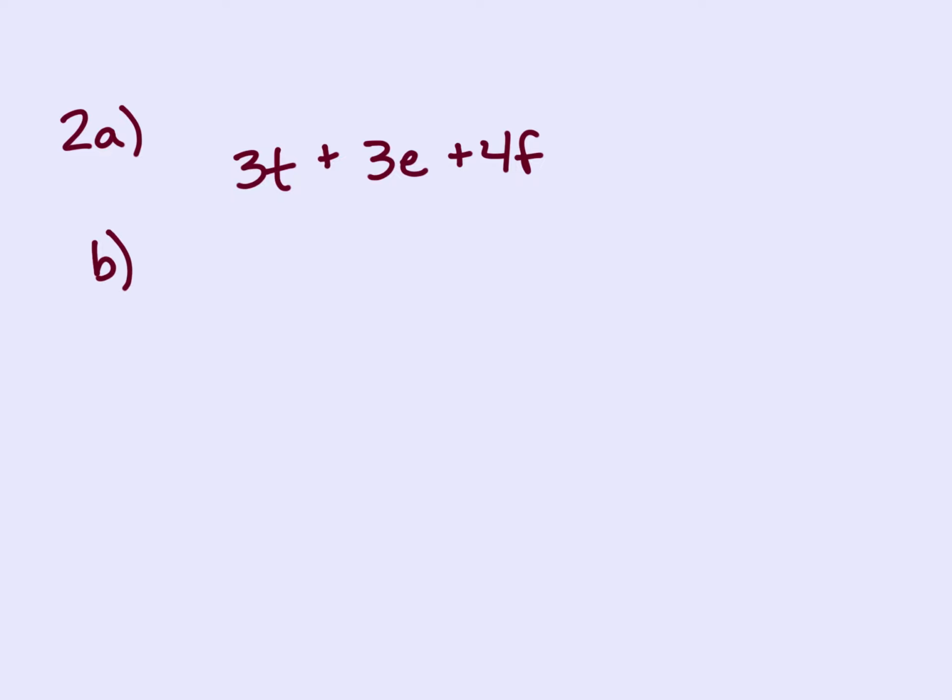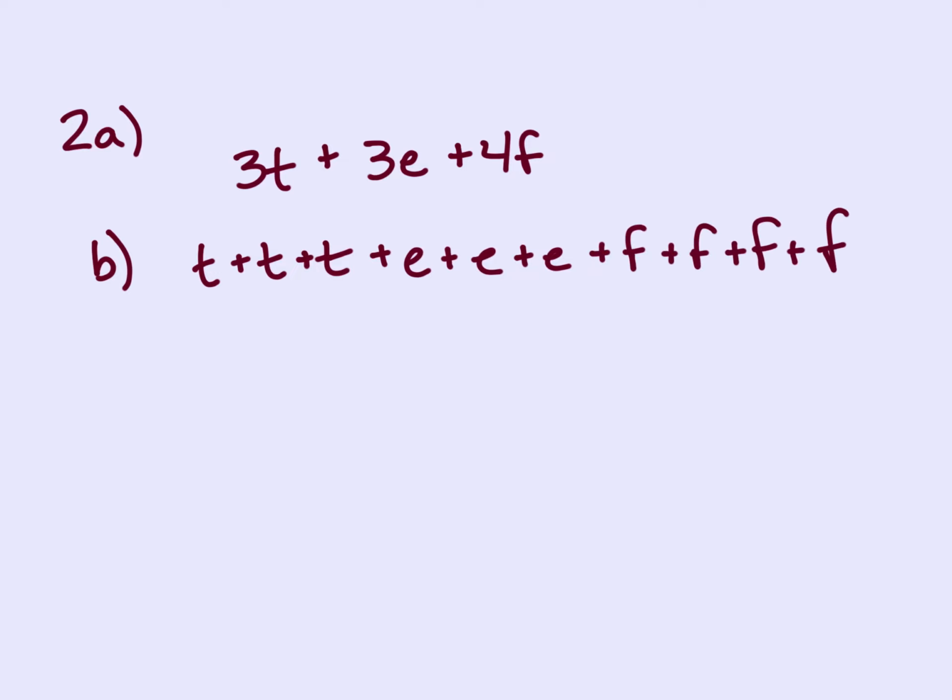In B, it tells us to write another expression. We can separate this out. We could say, well, that's like T plus T plus T for the 3 touchdowns, E plus E plus E for the 3 extra points, and F plus F plus F plus F for all 4 field goals.